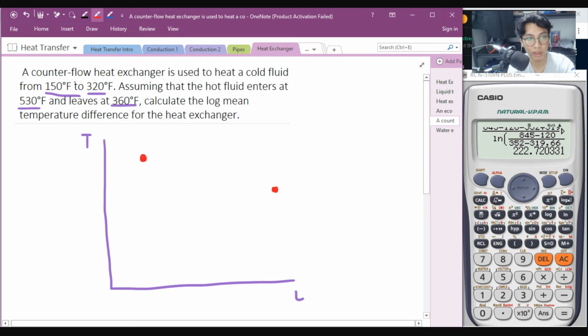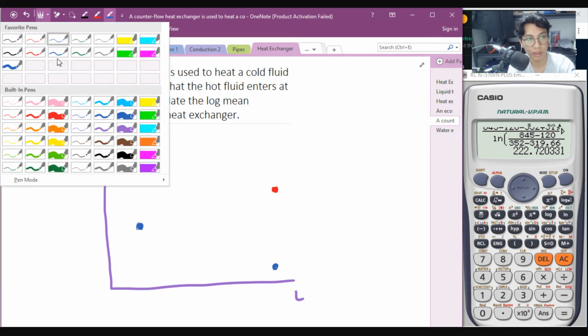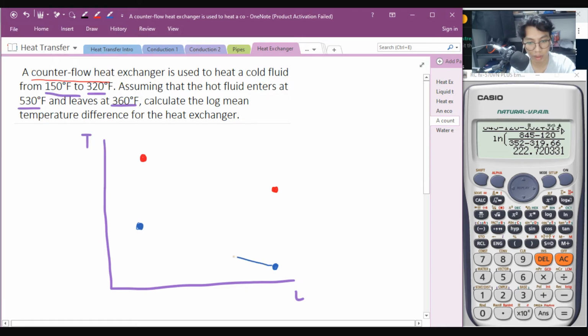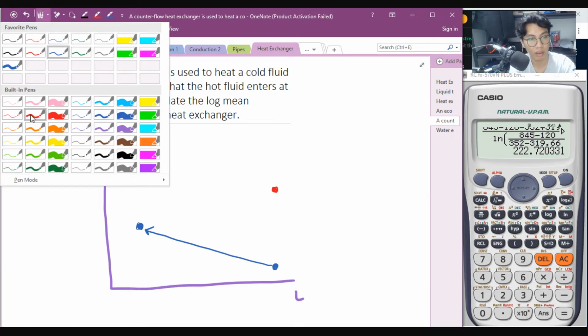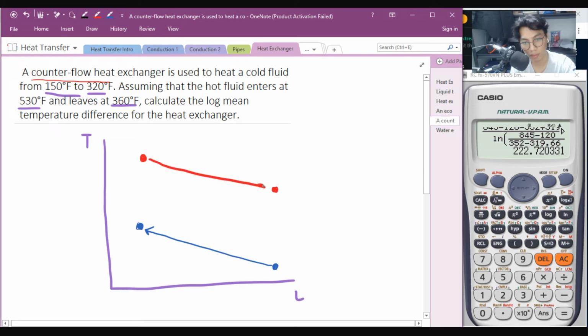Yung cold fluid mo, sabi dito, counterflow. So, yung mainit mo, nandito na. Diyan yung mainit mo. Tapos yung malamig mo dito galing. So, counterflow yan, magkaiba ng flow. Ibig sabihin, from here, aakyat yung temperatura niya. From here up to here, lalamig to. Counterflow nga eh. Ayan, yung kanyang arrow. So, labelan natin. If this is 530, this is 360. This is 320. This is 150. Counterflow.